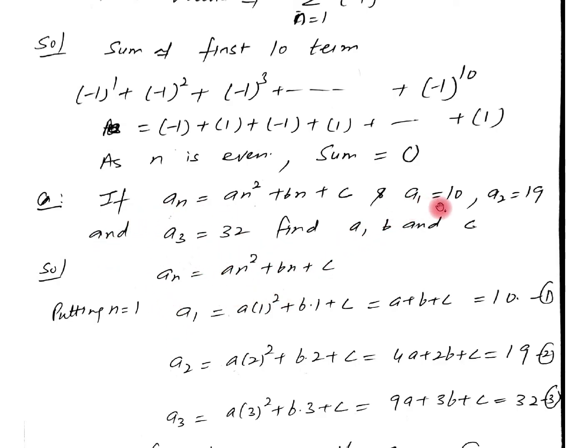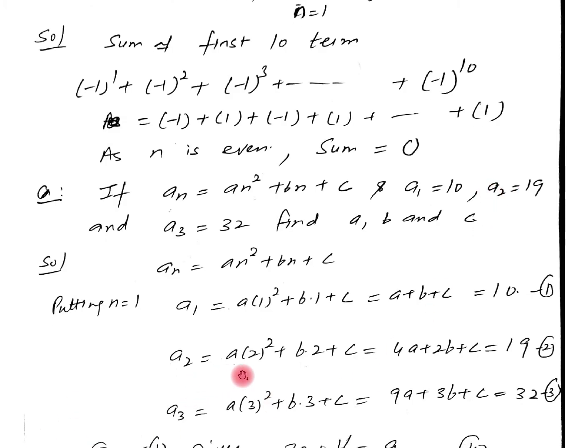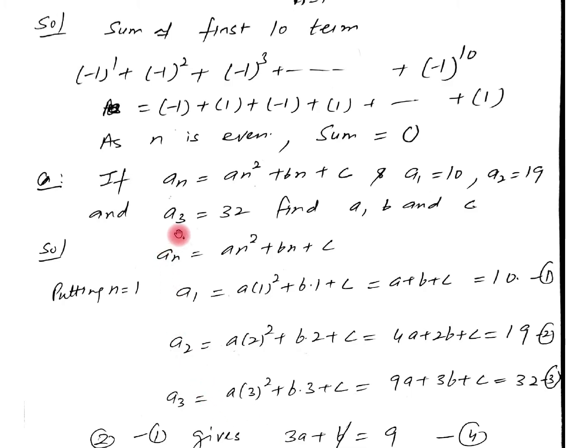Now we have a1 is equal to 10. Then putting n equal to 1, we are getting a1. It becomes a into 1 square plus b into 1 plus c. Simplifying, we are getting a plus b plus c equal to 10. Similarly, putting n equal to 2, here we are getting the second term. Then it becomes 4a plus 2b plus c equal to, it is given to be 19. Similarly, we can find out the third term and put it equal to 32. Then this expression becomes 9a plus 3b plus c equal to 32.